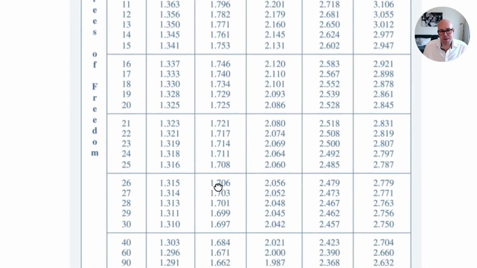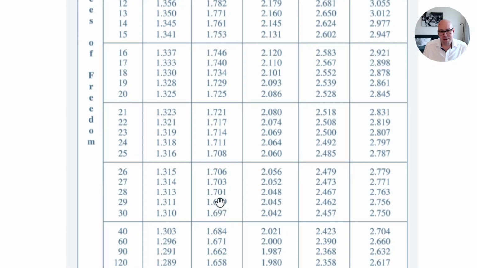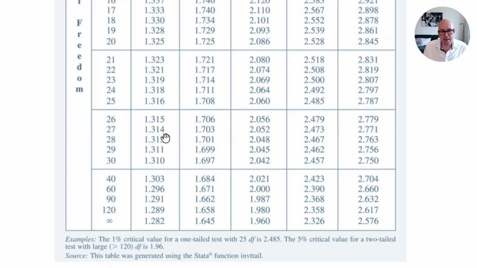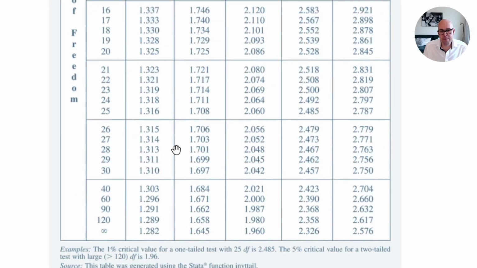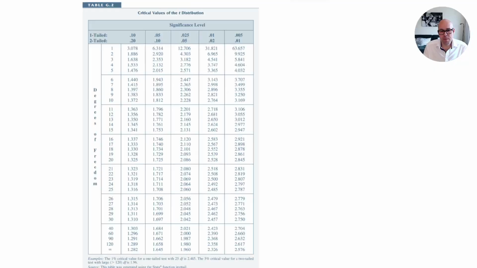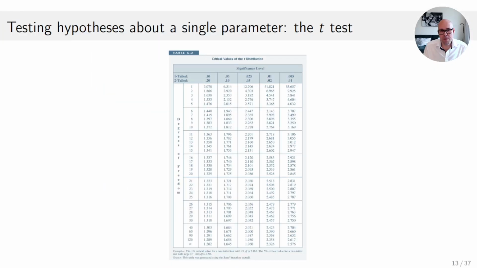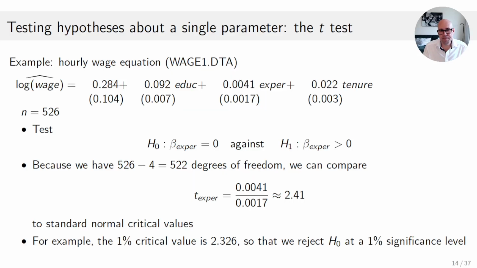That gives you the numbers that correspond to your degrees of freedom. And before we had 28 degrees of freedom, 5% level of significance. So I have to go 28, 5, so 1.701. So this is the number we saw on the previous slide. All right, so that's hopefully clear.